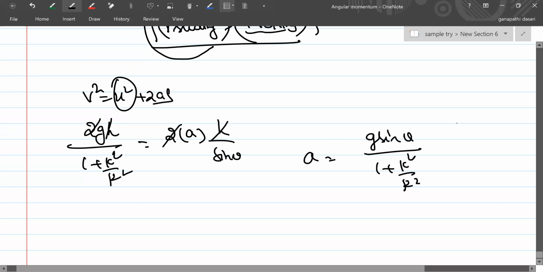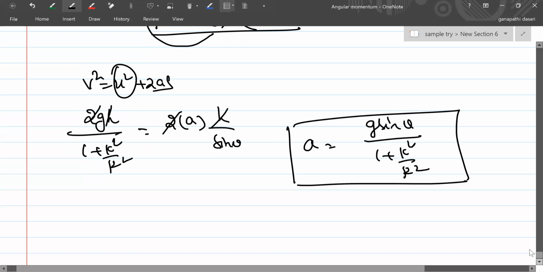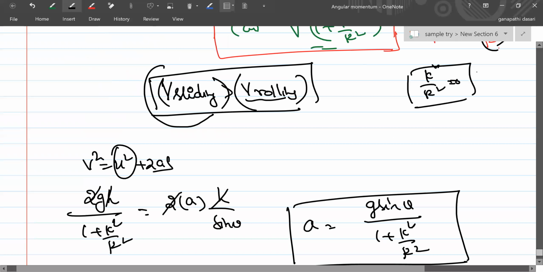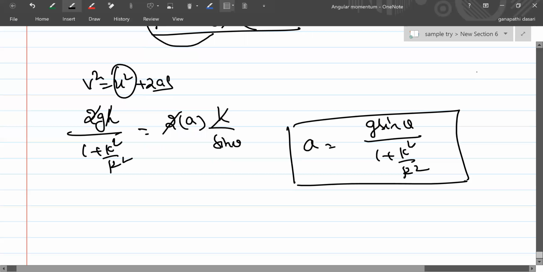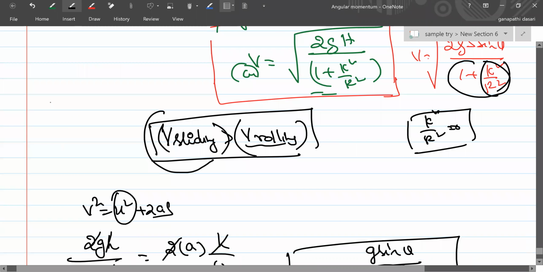So you need to know these formulas to find out which has higher acceleration, lower acceleration, or a higher velocity while reaching the bottom point. For velocity also, 1 plus k square by r square is the denominator. For acceleration also, 1 plus k square by r square is the denominator, right? For three different bodies, can I say velocity is inversely proportional to k square by r square? Not directly inverse, but the more the ratio k square by r square, the lesser the speed will be.